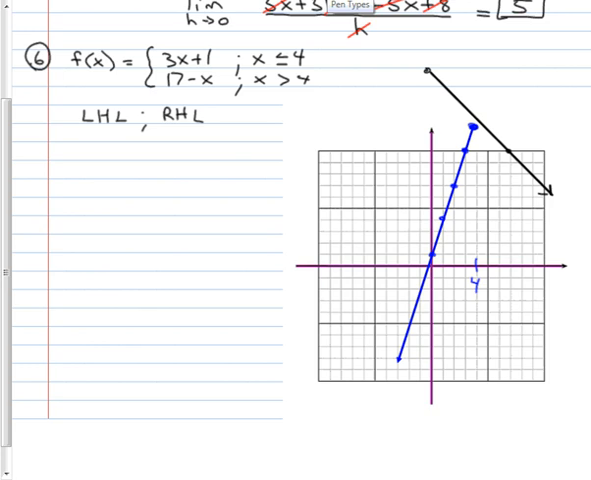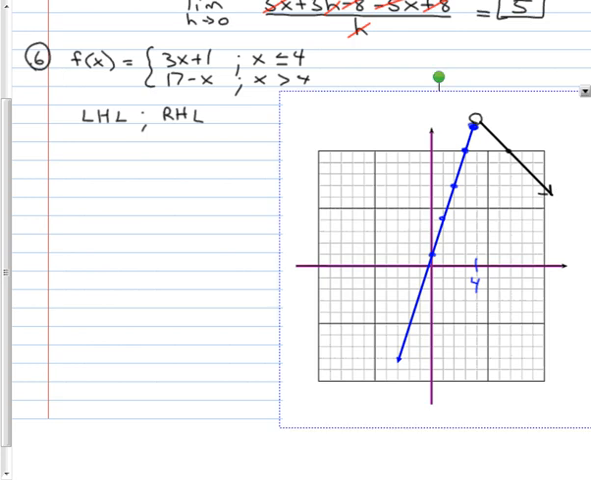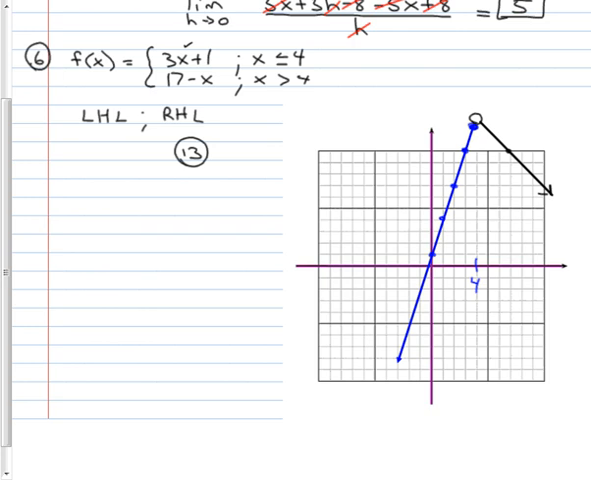And really, there is possibly an open circle right here. So I'm going to get rid of that dot. What I'm going to do is just figure out when x really equals 4. If I put a 4 in this one, 3 times 4 is 12, plus 1 is 13. I get an answer of 13. 4 in that one, what's 17 minus 4? In other words, these things are exactly in the same spot. Right there.